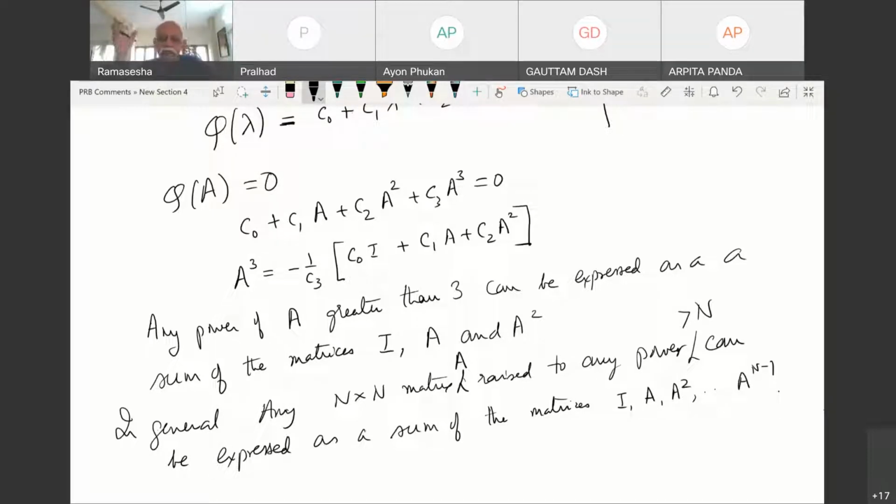For example, if I give you a 2 by 2 matrix and I ask you to raise it to any power, what is it? What is the question? No, sir, no question.